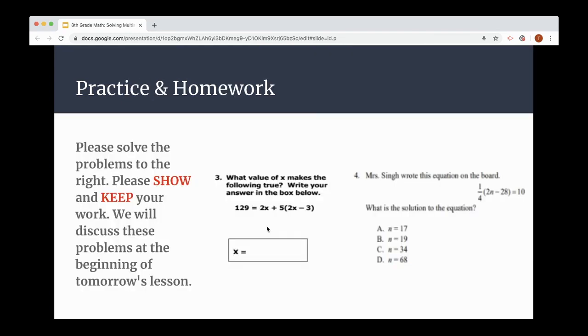Here is your practice and homework for today. Please solve the problems to the right and show and keep your work so that tomorrow when we discuss these problems at the beginning of the lesson, you will have your answers to check them.